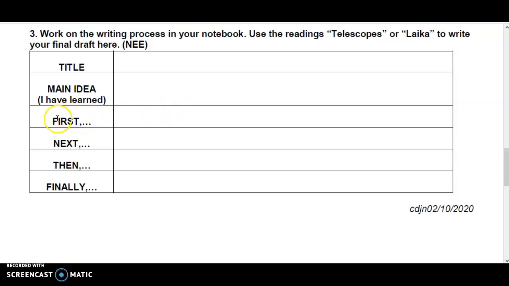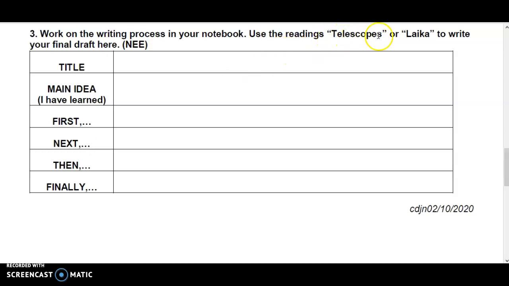Then you have to write the first sentence, the next sentence, what happened then, or the third sentence, and then you have to close or make a closure of the reading and write the final sentence. So when you identify the ideas, the main idea, and the supporting details, you are making a summary. You are summarizing. It's very easy, so you have to try it out.